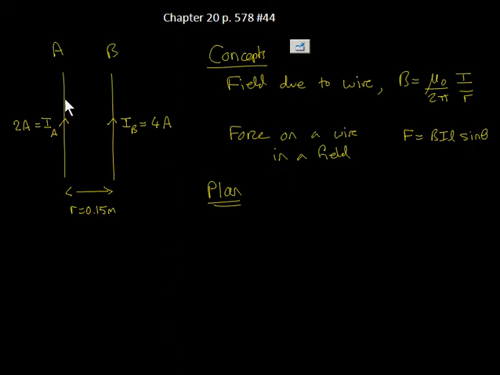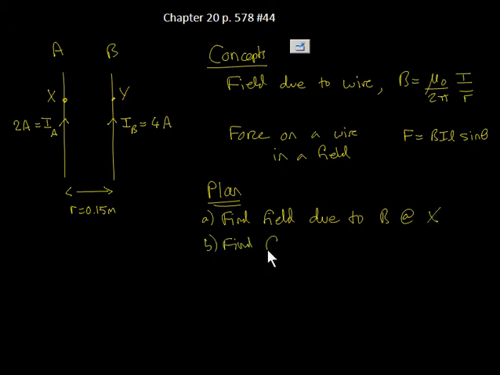So I'm going to label 2 points. This is point X and point Y. My plan, I need to find the field due to B at X. I need to find the field due to wire A at Y.